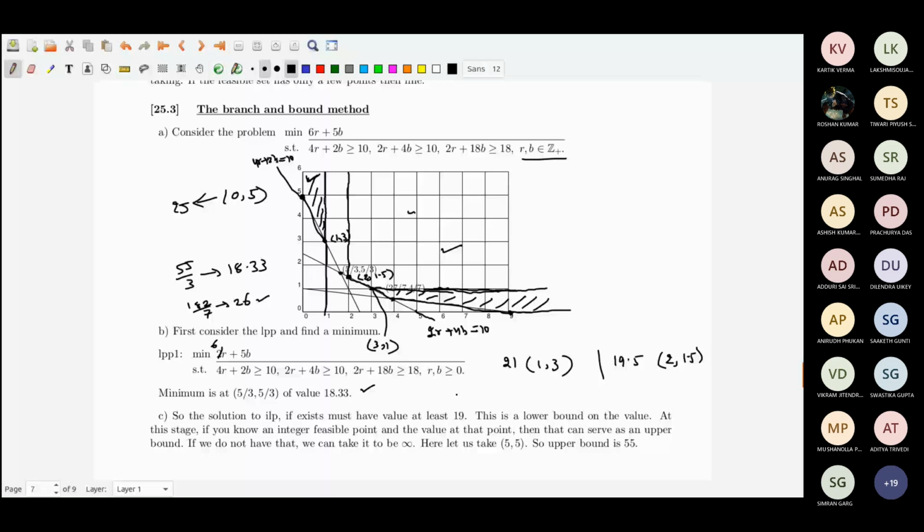And what is this vertex? Now this vertex I already know, 27 by 7, 4 by 7, whatever, the value was 26. And the other vertex is 9 comma 0, and I already know in this region, if I am looking to minimize 6r plus 5b in the LPP, then because there are only 3 vertices, it will be minimized at 3 comma 1, value 23.